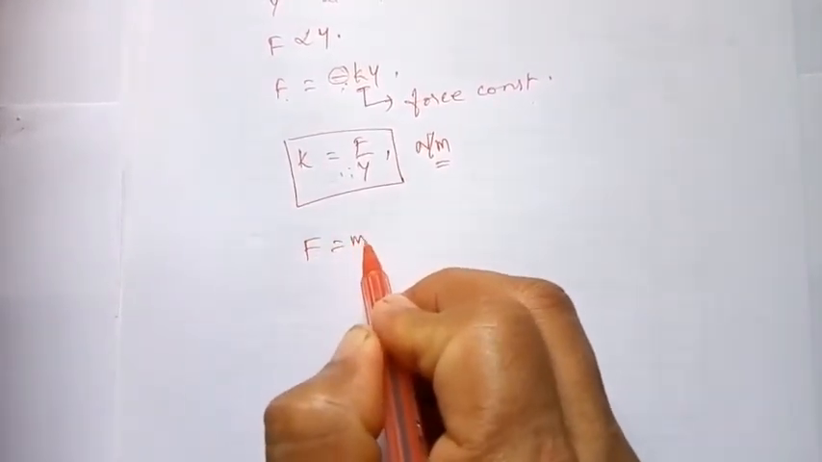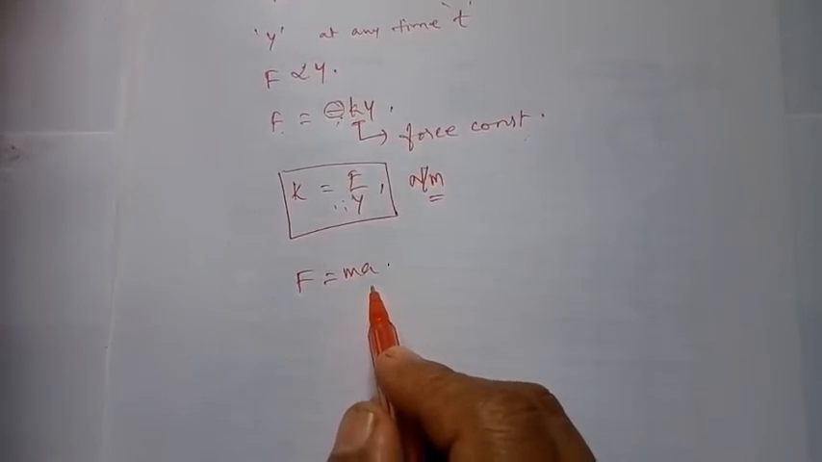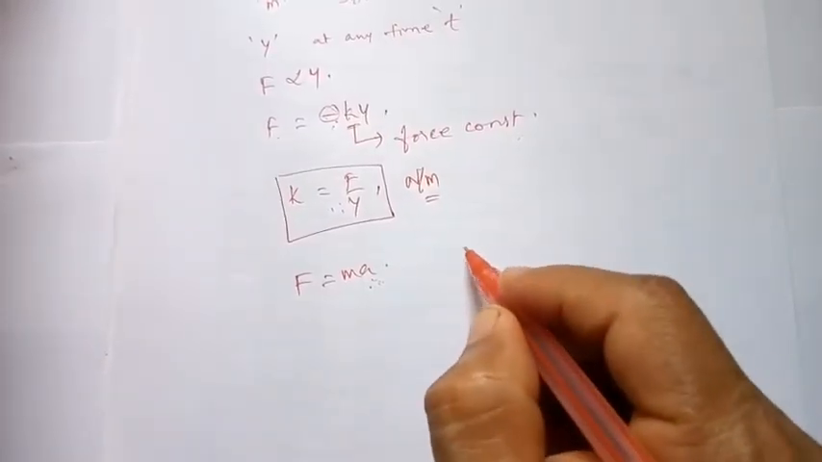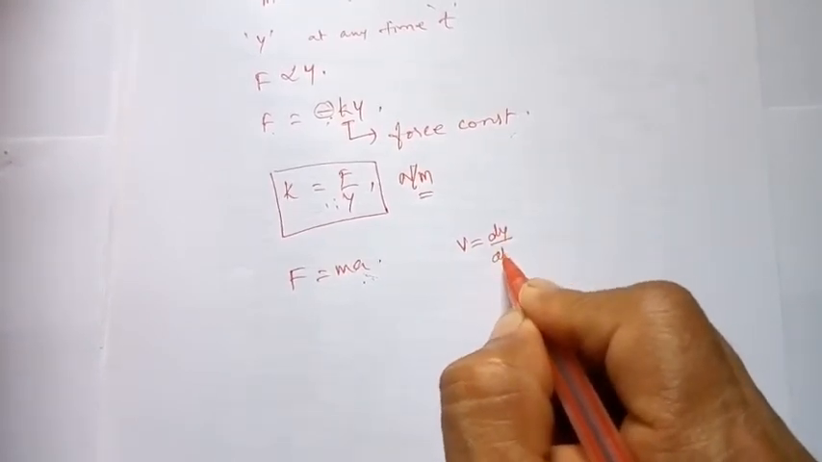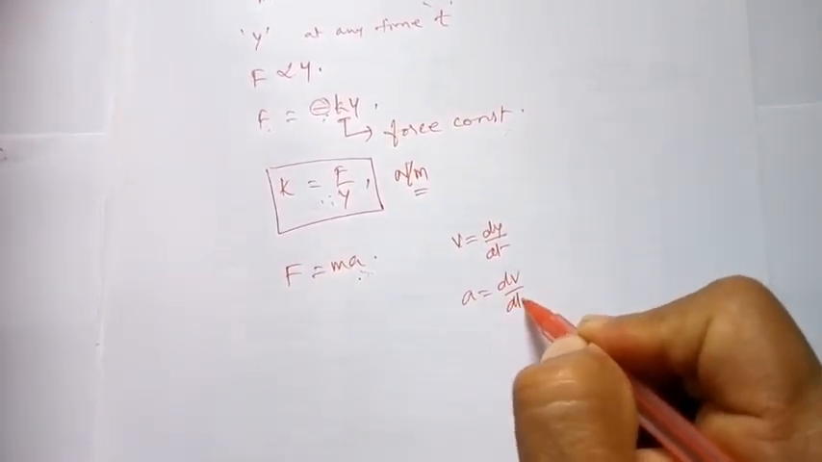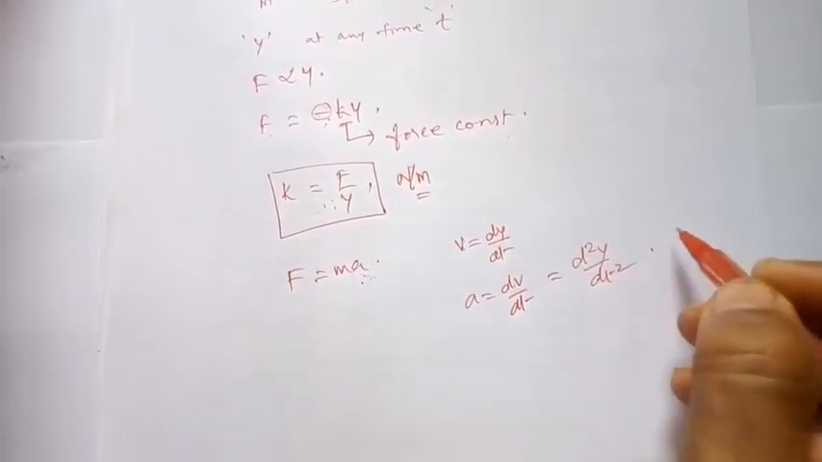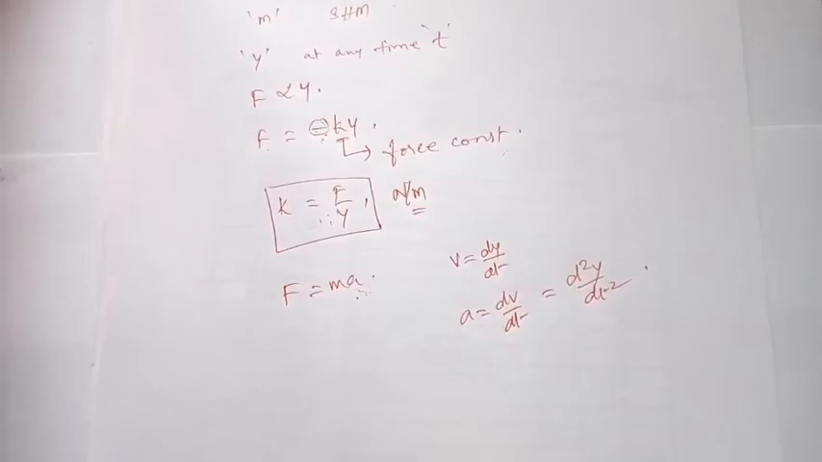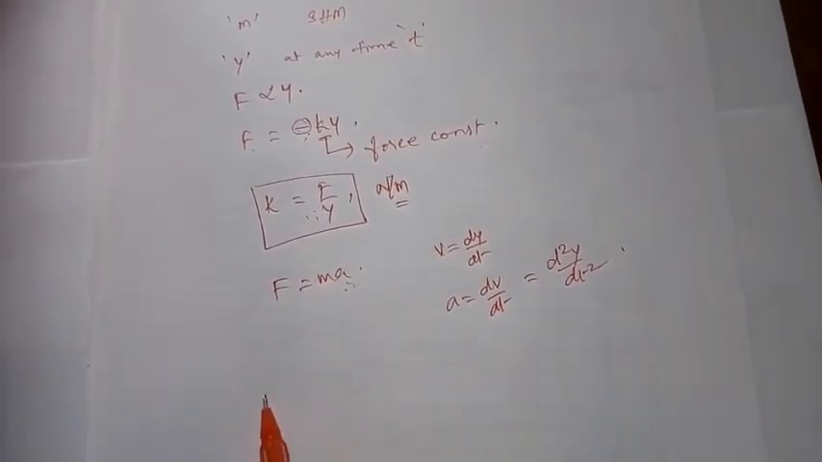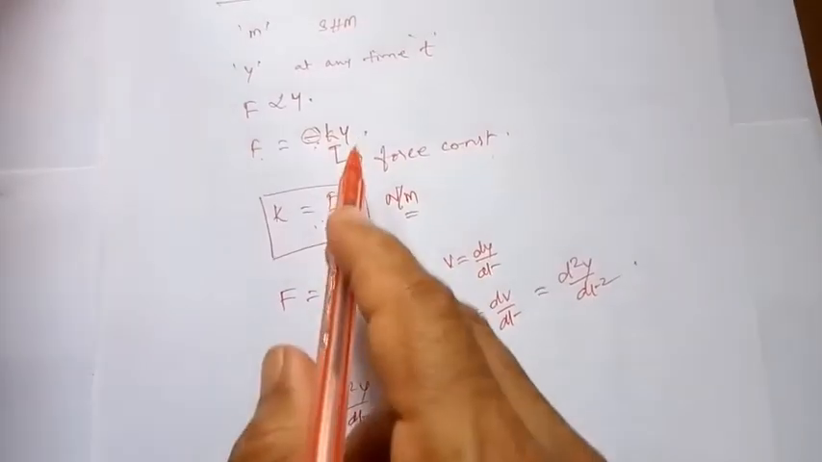So we know force is given as F is equal to ma, Newton's law, where a is nothing but acceleration. The acceleration can be written in terms of displacement: velocity is dy by dt, and acceleration is a is equal to dv by dt, so therefore it is d square y by dt square. So you can write F is equal to m into d square y by dt square. So there are two equations for force.